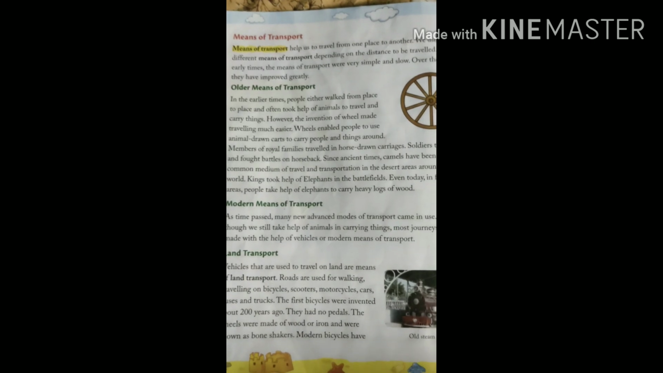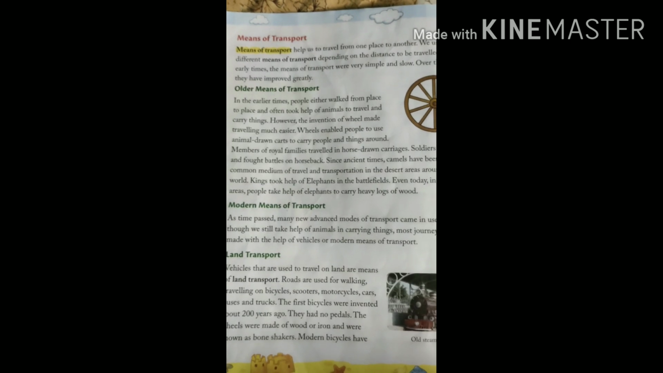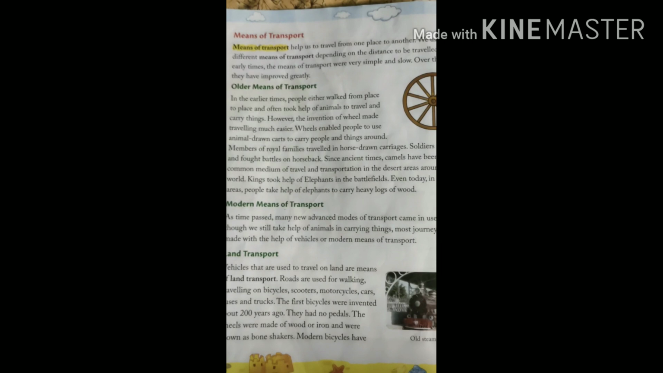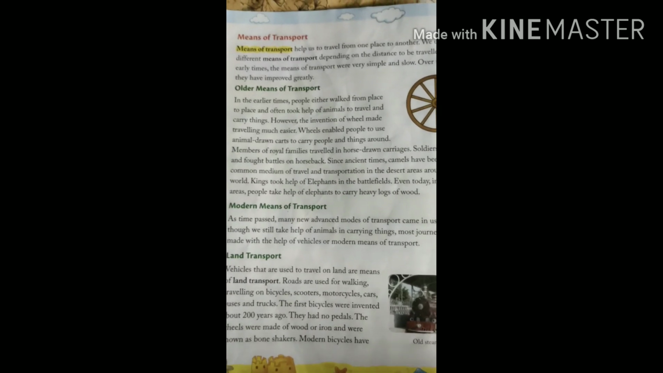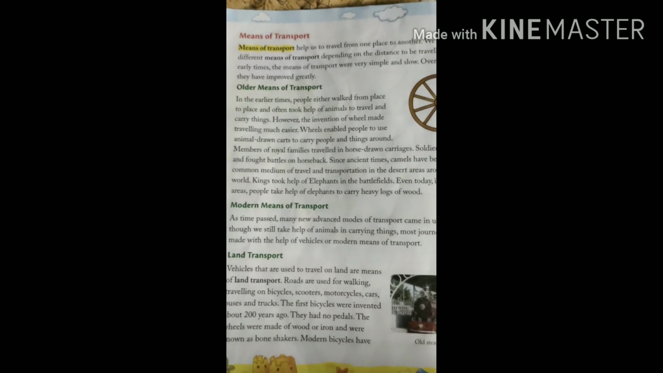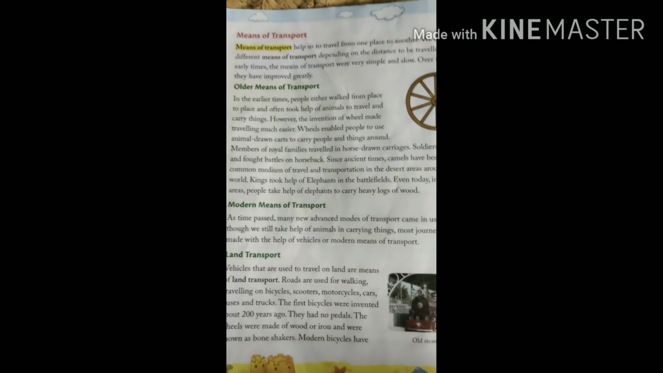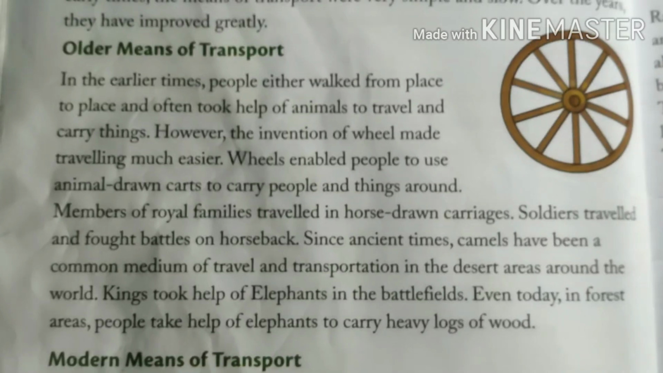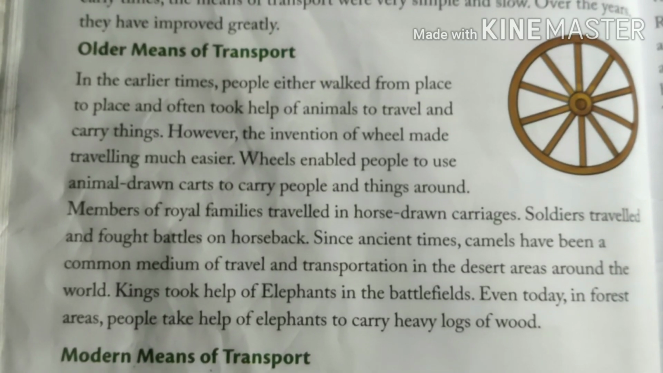Another example, if you want to travel from Kalchini to Siliguri, the vehicles you can travel by are either a train or a car, or you can use a bus. So whatever vehicle you have chosen to go from Kalchini to Siliguri will be your means of transport. Next topic we'll discuss here is older means of transport.